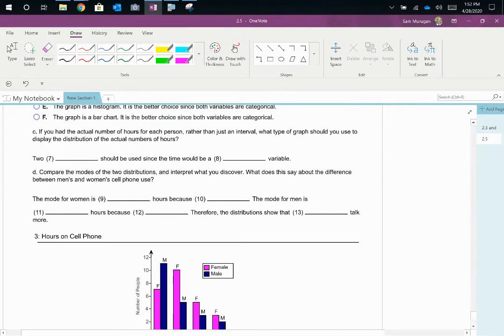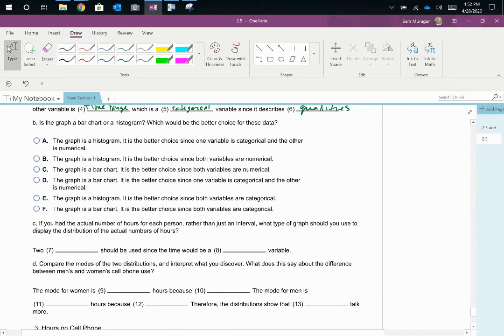Clearly, the bars are separated, so this is a bar graph, and it's best since both choices are categorical in nature.